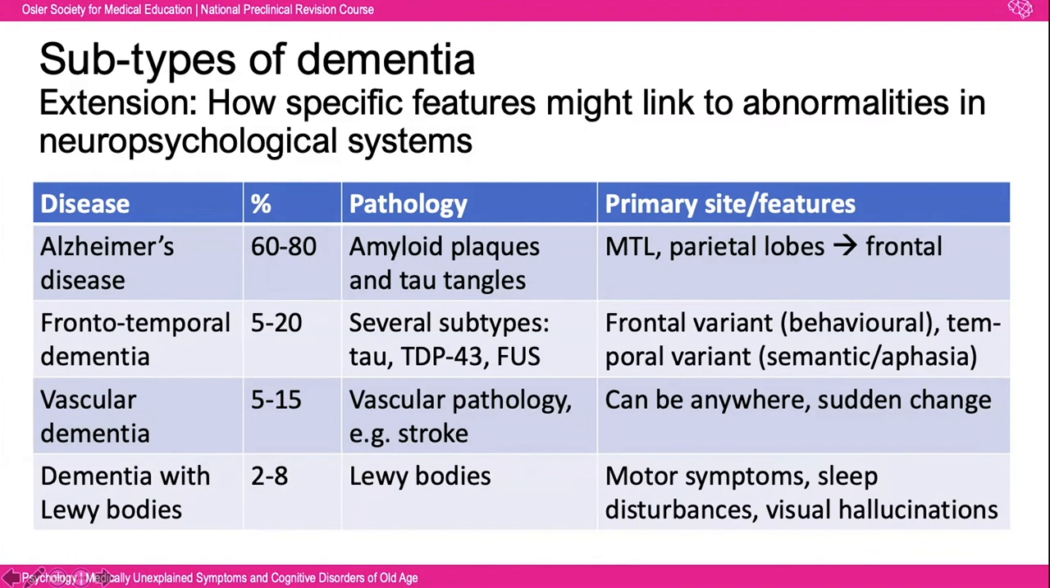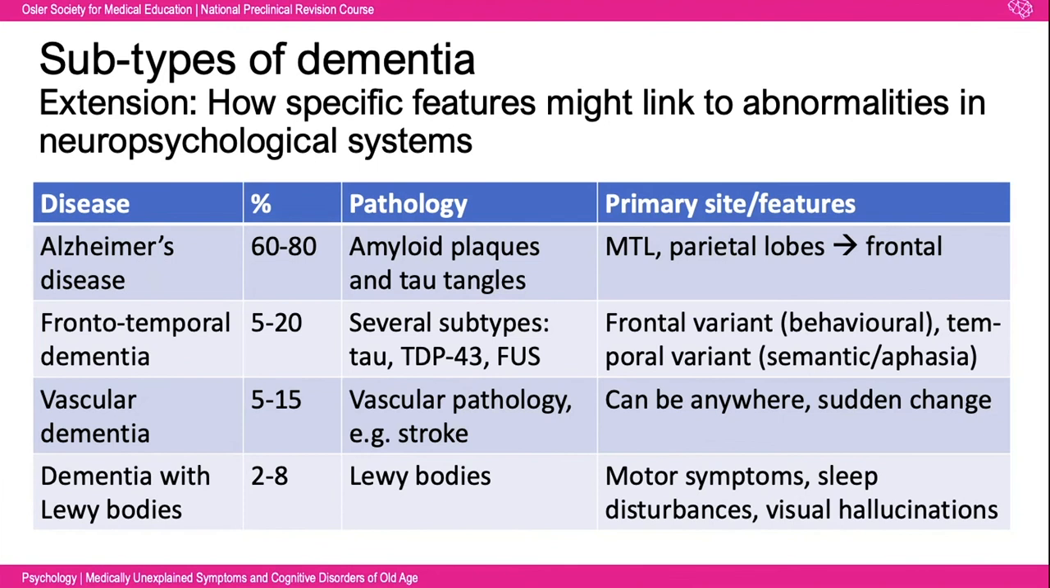Okay, so there are several subtypes of dementia with different underlying pathology, resulting in slightly different symptoms. In Alzheimer's disease, we see amyloid plaques and tau tangles. In frontotemporal dementia, there are several subtypes, but the one to be most aware of is the role of tau. In vascular dementia, this is the one without the buildup of plaques, and instead it's caused by vascular pathology, most particularly stroke. And in dementia with Lewy bodies, as the name suggests, you get Lewy bodies deposited in the brain.